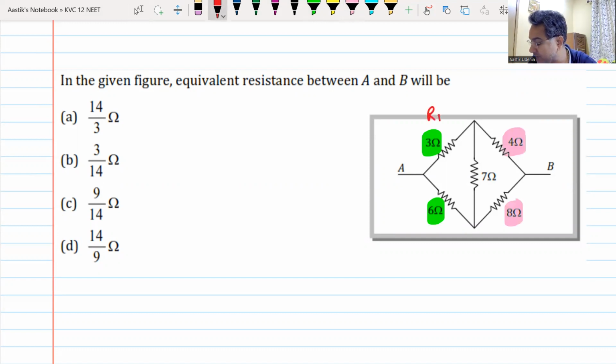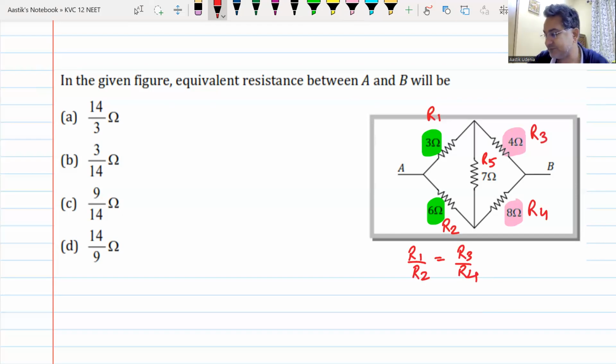If I call this R1, this R2, this R3, this R4, this R5, here R1 by R2 becomes the same as R3 by R4. Do you remember what this was known as? Balanced Wheatstone Bridge, my dear friends. Do we remember Balanced Wheatstone Bridge? This is a balanced Wheatstone Bridge. So you can cancel this one. This resistance does not come into the picture. Do we understand this?